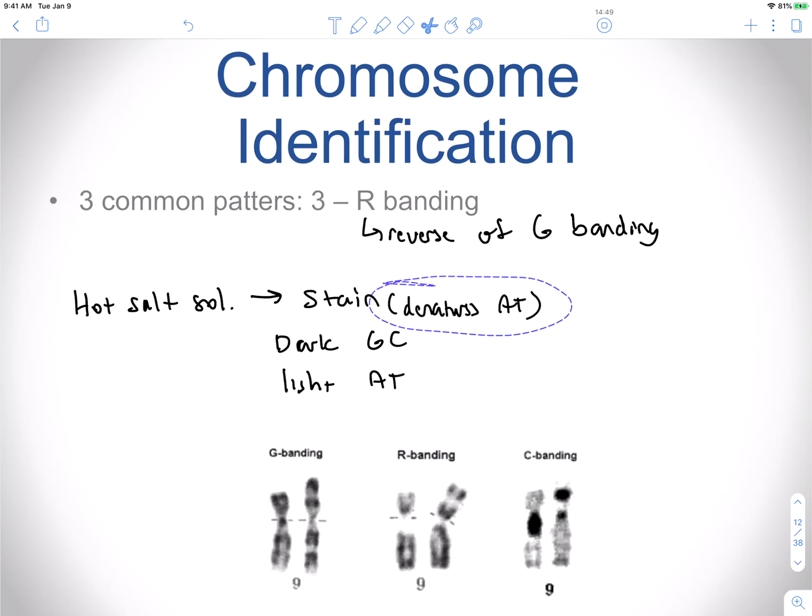This is in reference to the hot salt solution, of course. Why this is useful is you can see here that you're staining the ends of the chromosomes, and that is going to be very helpful with this type of staining. So you can get these ends really nice and lit up.